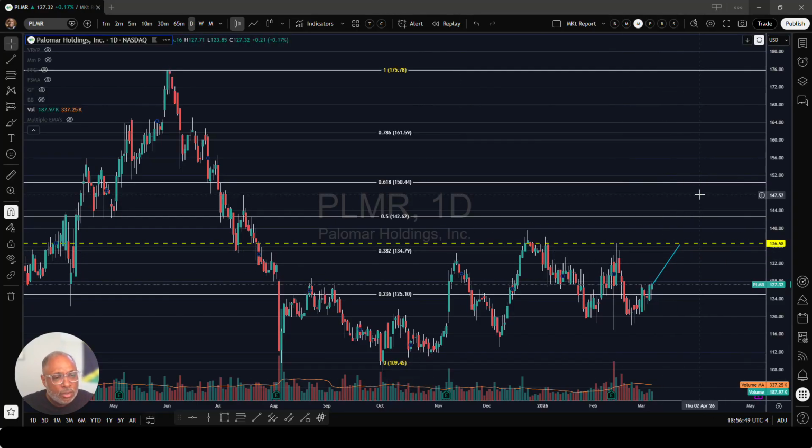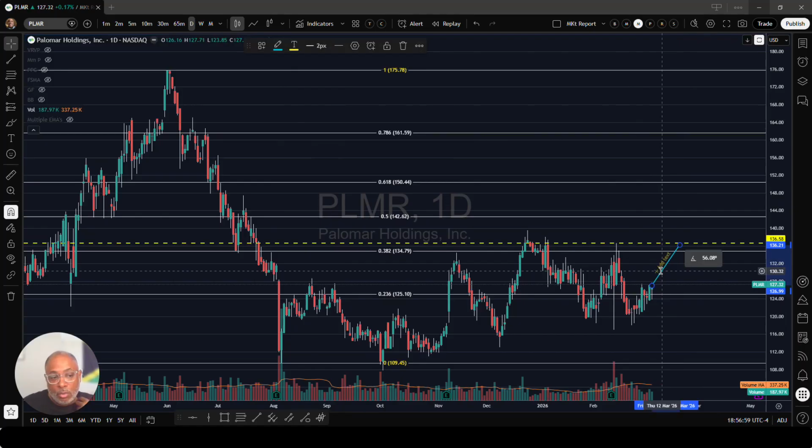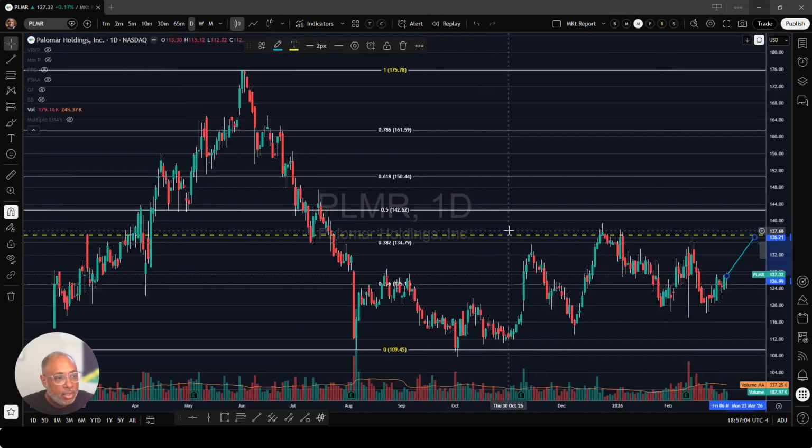If it does break through and break out, my next level to watch for is 142, right? And so on and so forth. You now have all the levels because you drew the fibs onto the chart, so you now know exactly where to expect price to go for any trade that you're jumping into.